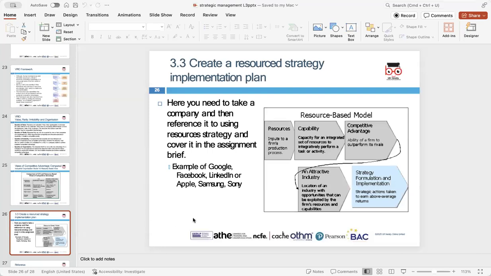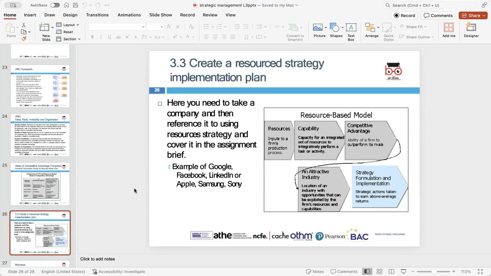Resources: inputs required for production or service delivery. Capabilities: the firm's ability to integrate resources effectively to perform specific tasks. Competitive advantage: the ability to outperform rivals through unique resources and capabilities. Attractive industry: the industry should offer opportunities that can be leveraged through the firm's resources.